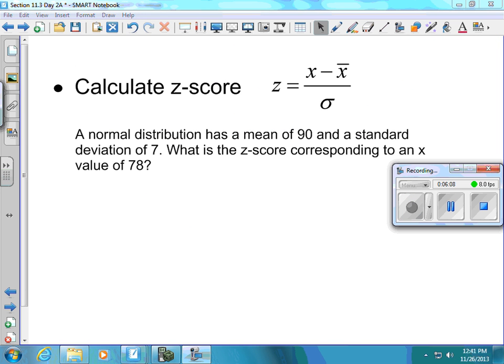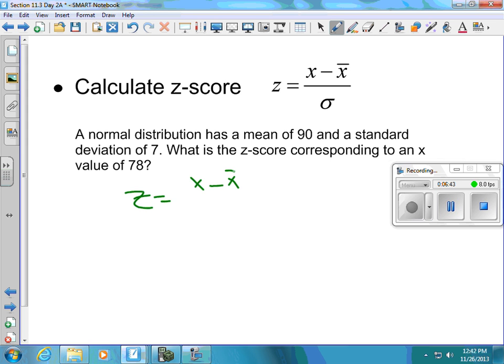Okay, so I told you that they take data values or information and change them over to z-scores. We have a formula for that. A normal distribution has a mean of 90 and a standard deviation of 7. What is the z-score corresponding to a value of 78? Can we see where it's going? So if you want to take a data set and change it into z-scores, this is the formula that's going to do it for you: x minus x bar over the standard deviation.